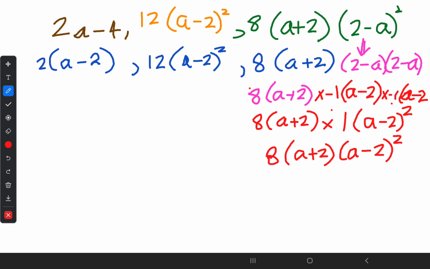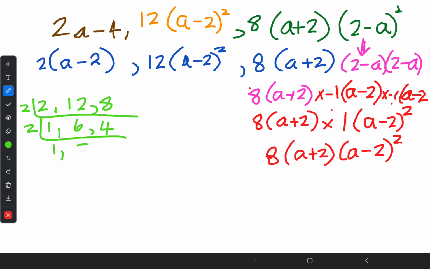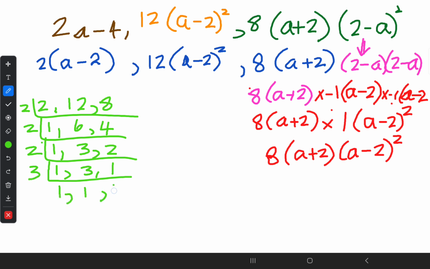That's all, nothing else. So let's carefully find the LCM for the numbers 2, 12 and 8. You can use number 2 first. 2, 6 and 4. Again we can use number 2. 1, 3, 2. Again we can use number 2. 1, 3, 1. Finally we can use number 3. 1, 1, 1. So LCM for the numericals would be 2 times 2, 4. 4 times 2, 8. 8 times 3, it is 24.